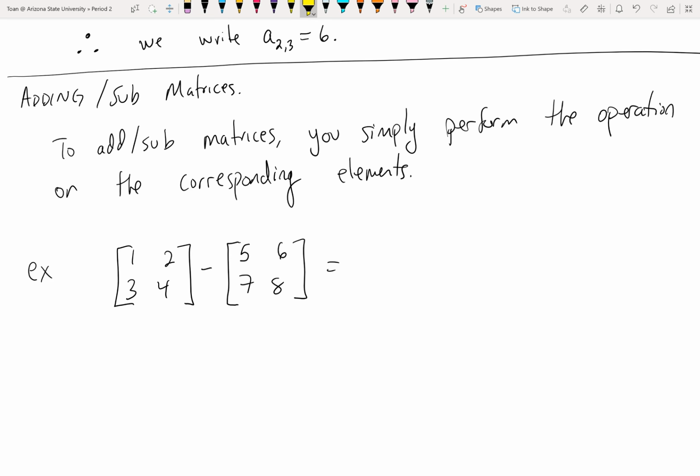So corresponding elements. Top left corresponds with top left. Top right corresponds with top right. Bottom left corresponds with bottom left. Bottom right corresponds with bottom right. So you just don't look at the big picture, look at them individually, and then just do the subtraction.